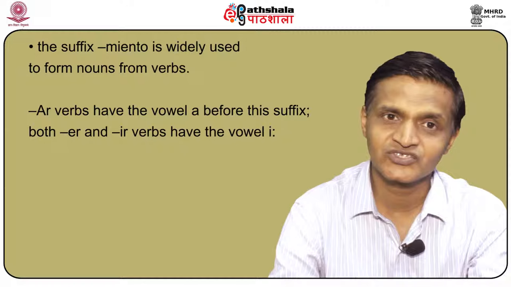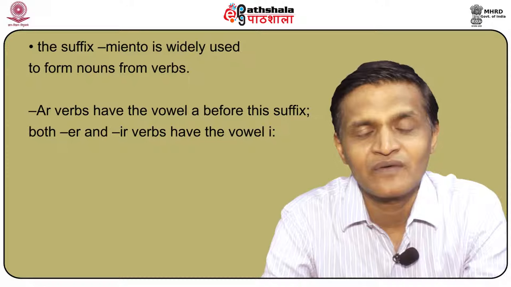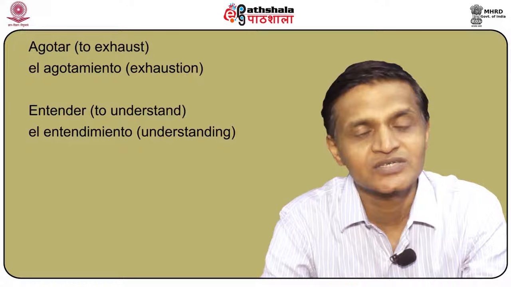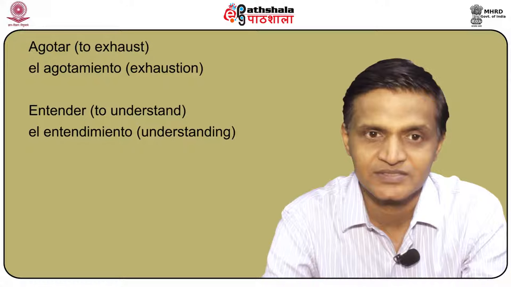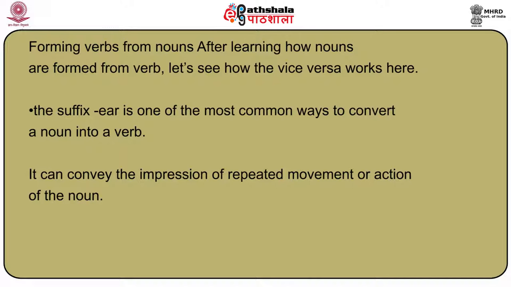The suffix miento is widely used to form nouns from verbs. AR verbs have the vowel A before the suffix. Both ER and IR verbs have the vowel I. So, agotar, to exhaust, which is an AR ending verb, becomes el agotamiento, exhaustion. Entender, to understand, becomes el entendimiento, understanding.